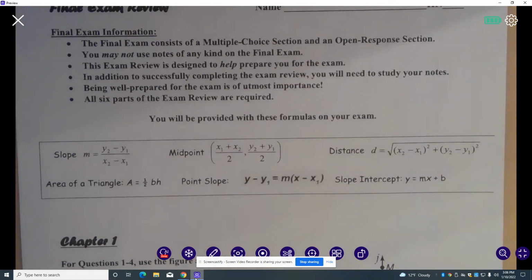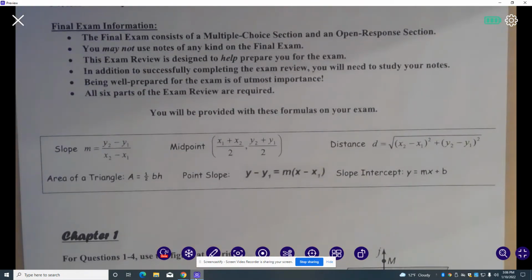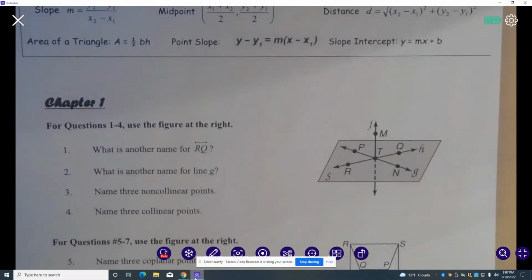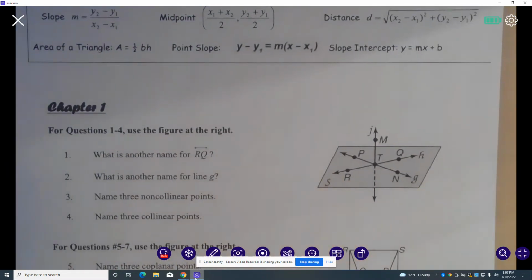In this video for the final exam review, we're going to cover on the first page questions 1 through 7. So remember chapter 1, there's a lot of naming, just some basic geometric objects. So it's a lot of vocabulary. So in questions 1 through 4, we're going to use this figure.